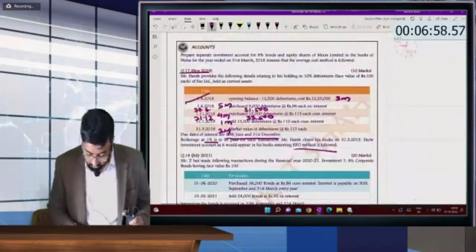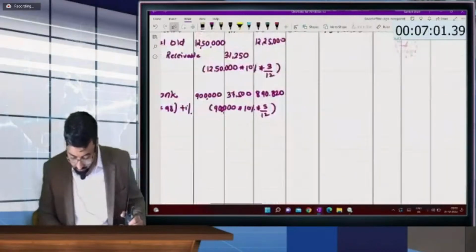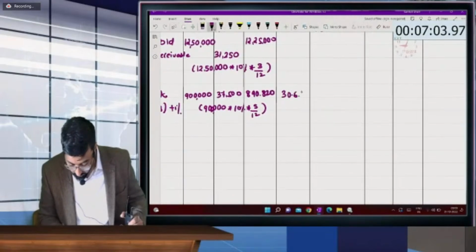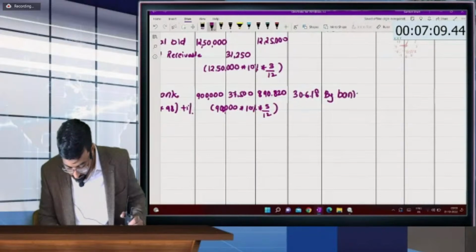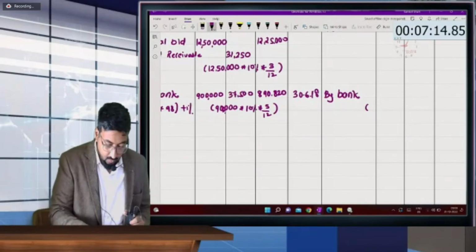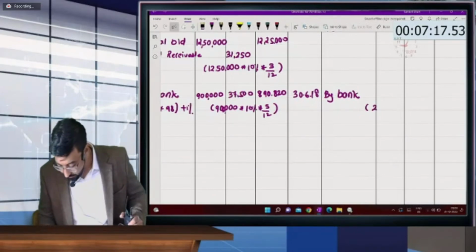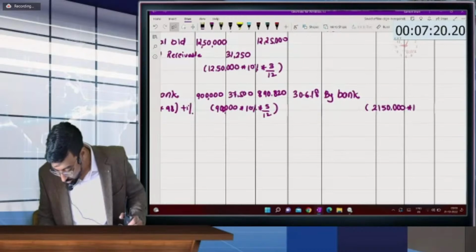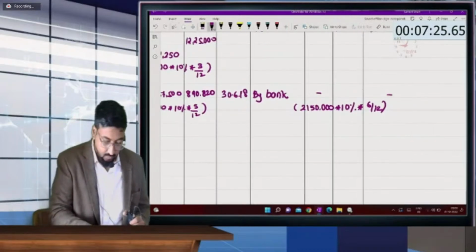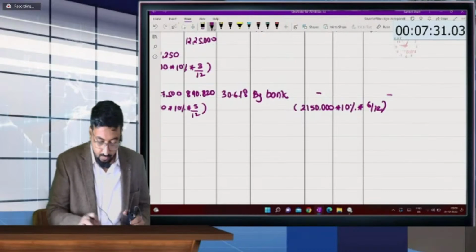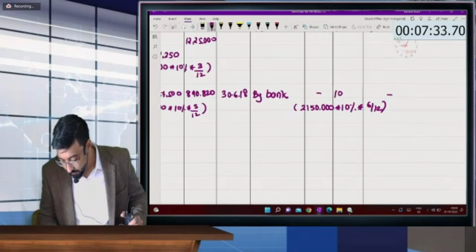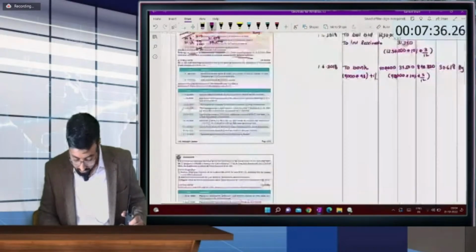Second transaction over. 30th June, by bank, 1250 plus 900. 21,50,000 into 10% into 6 by 12, meaning divided by 2. This is 1,07,500.